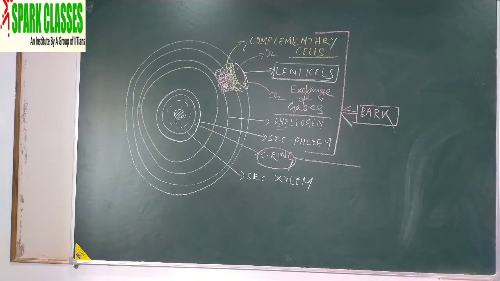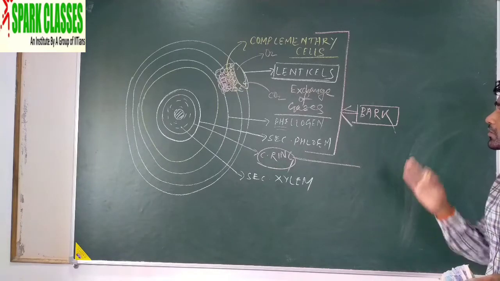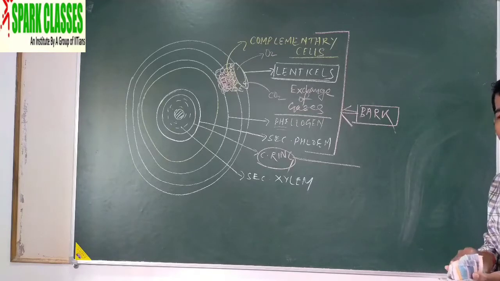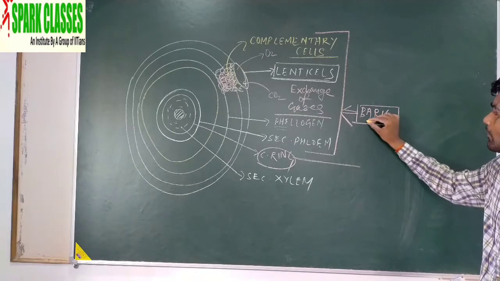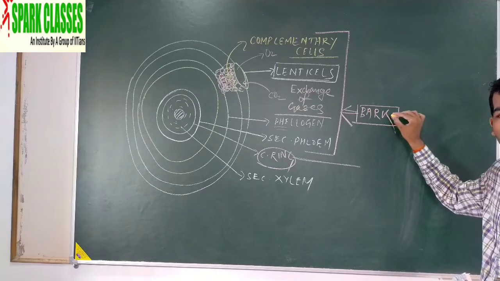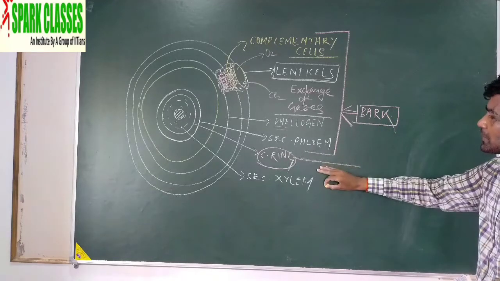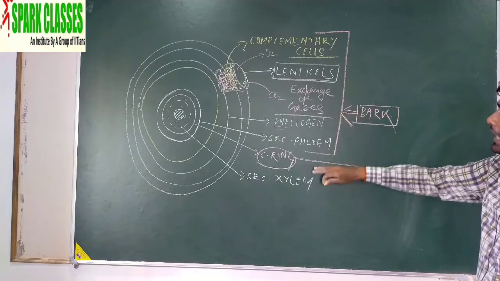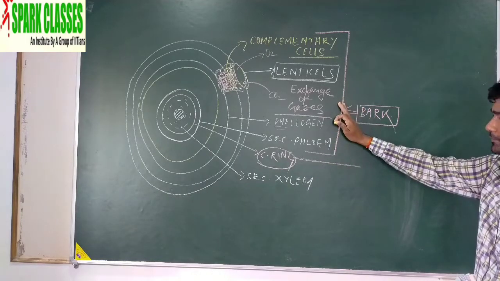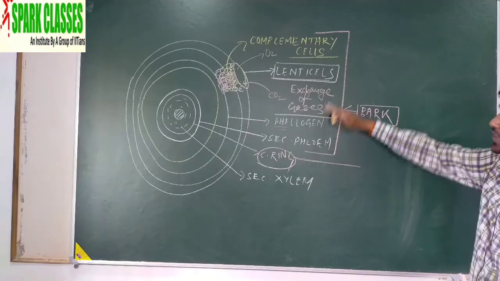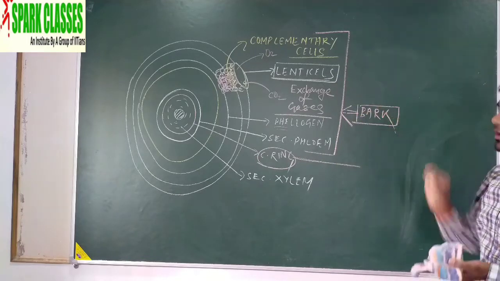Okay, for the parts where you have doubt, the messages are coming late, so I will explain. Don't worry about that, but listen carefully to what I am telling. If you come to the bark, one question comes: what is bark? Bark is all the tissues present outside the cambial ring. This is the cambial ring. Outside the cambial ring, everything is called bark.